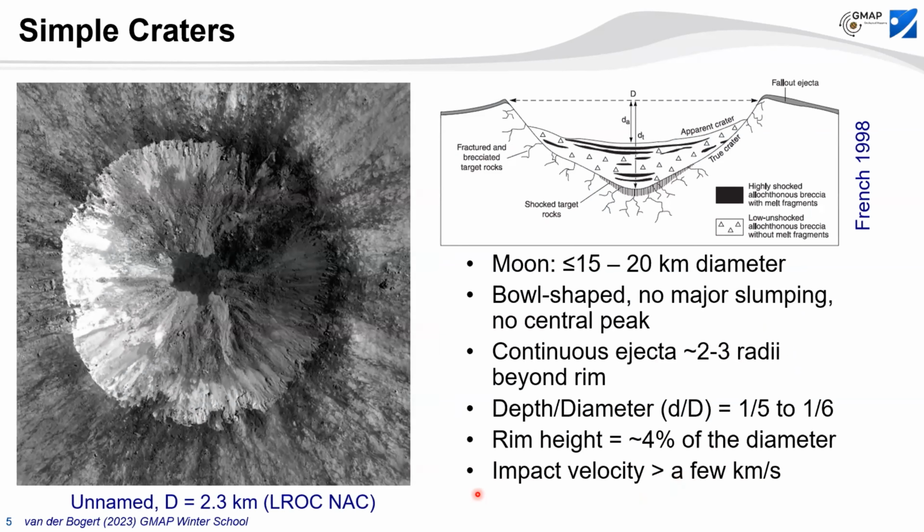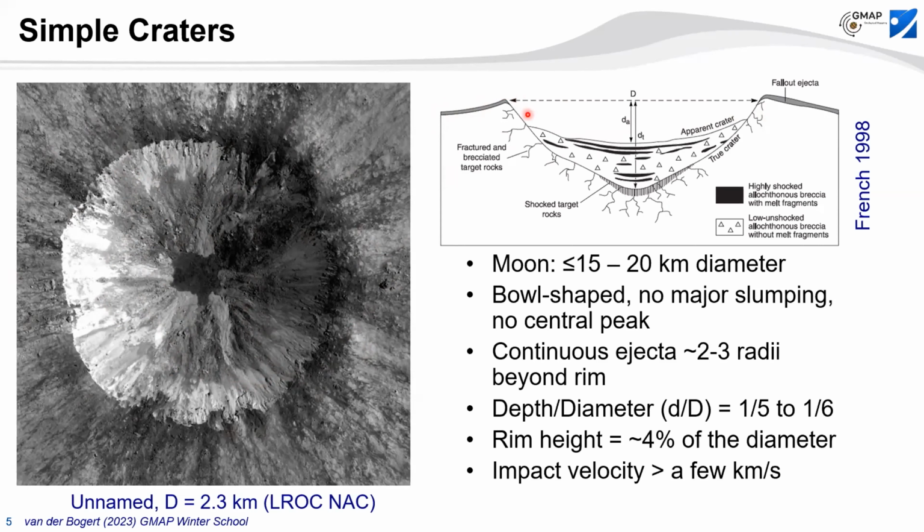This is a nice example of a simple crater on the moon that's about 2.5 kilometers across. On the moon, simple craters are less than about 20 kilometers in diameter. This is just a particularly small, nice fresh example. They're bowl-shaped, like I mentioned. There's not any major slumping on the walls, so they don't have what are called terraces. We'll see terraces in the complex craters. And there's not a central peak. You can also see that in the map view.